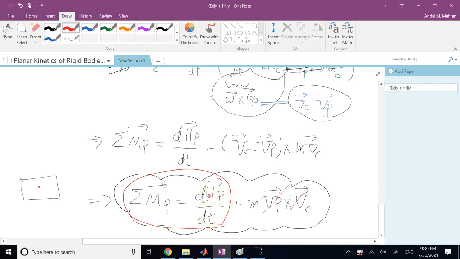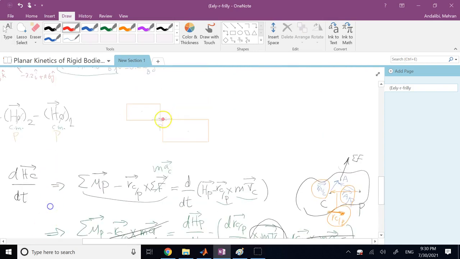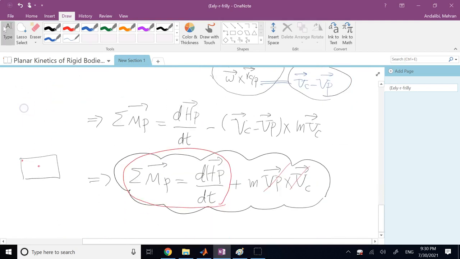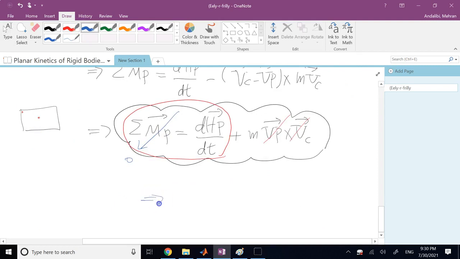And the good thing is, for both of the objects, as I told you earlier, there is no total moment about P. The total moment about P is 0. So when this is 0, it means that HP in position 1, which is before impact, is going to be HP in position 2, which is after impact. So you can say that the angular momentum for each object about the contact point is going to stay the same before and after impact. They are going to be the same number.